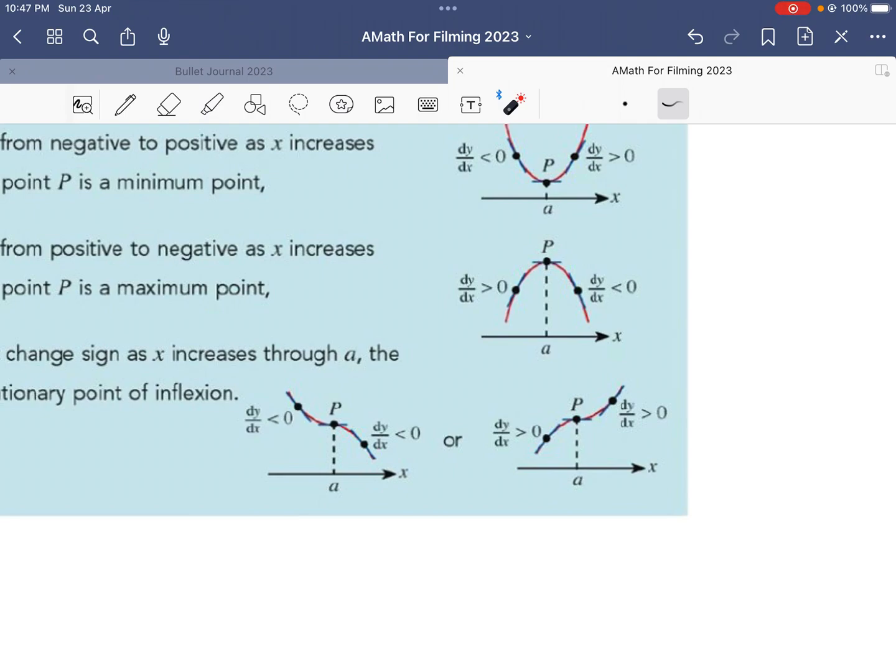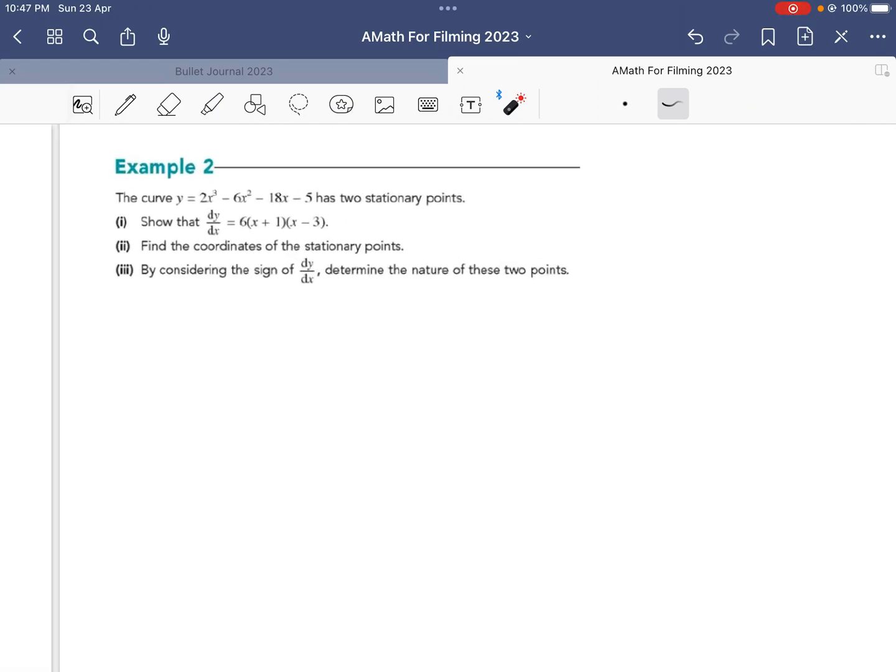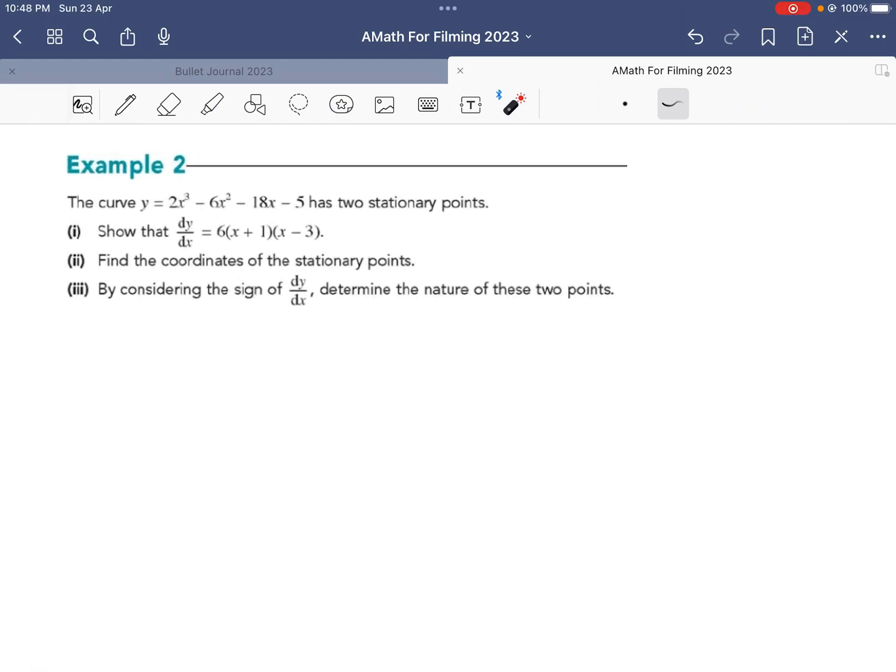So the gradient slightly to the left and the gradient slightly to the right of a point will help us to determine what kind of point it is, whether it's maximum, minimum, or whether it is a point of inflection. So now, don't worry about it. I've spoken quite a bit about this. Let's just look at example 2 itself. So for example 2 itself, what will happen here is that the curve has two stationary points.